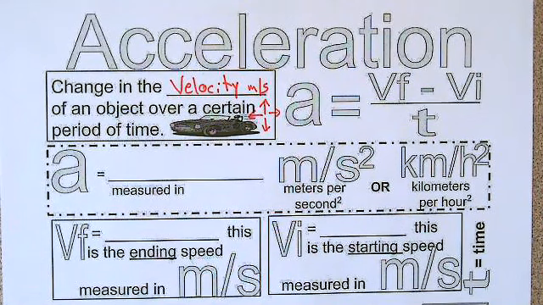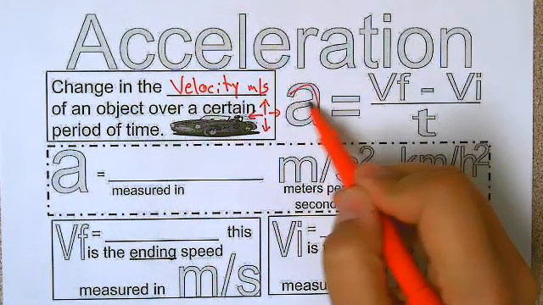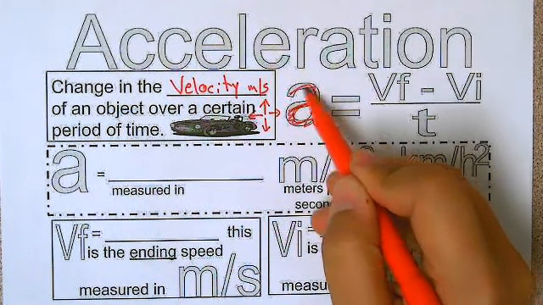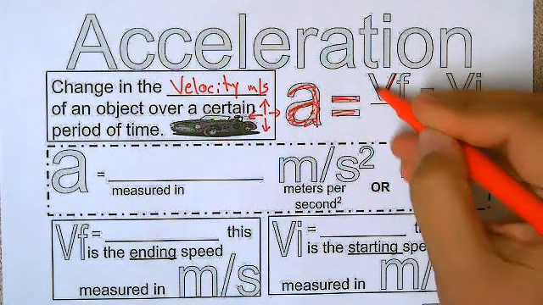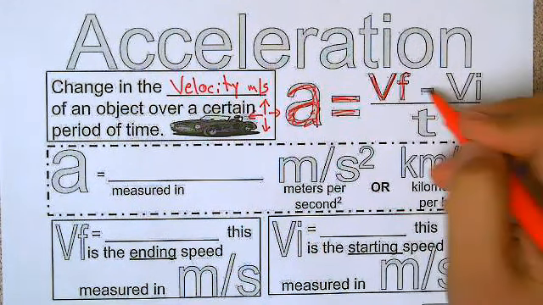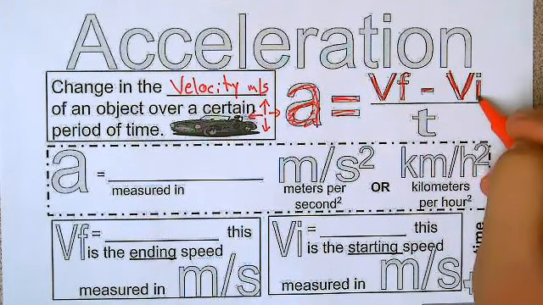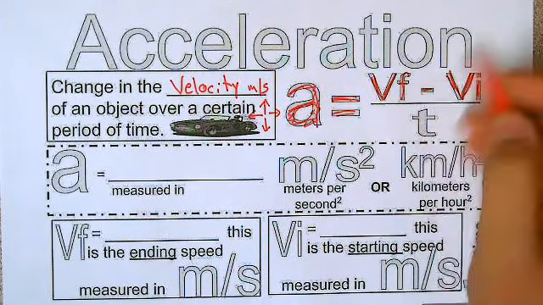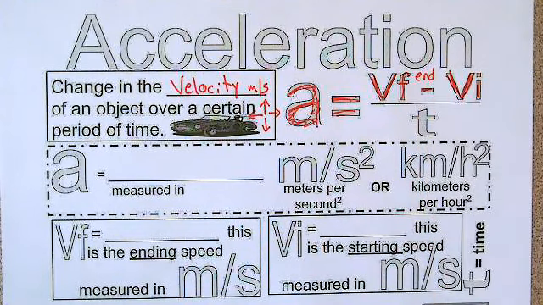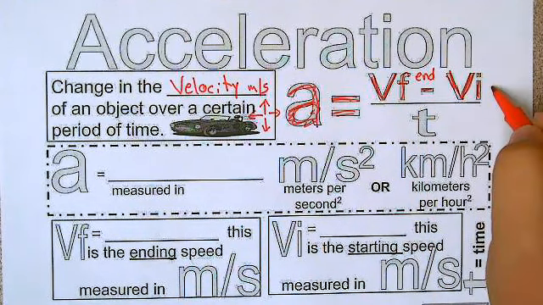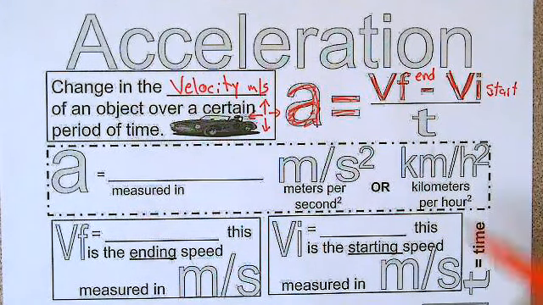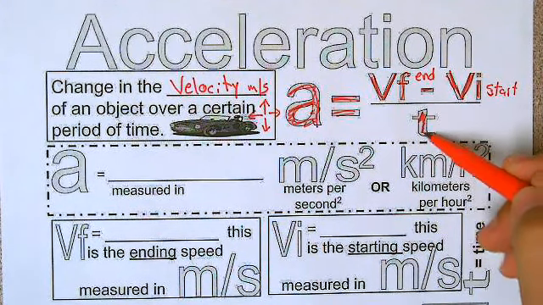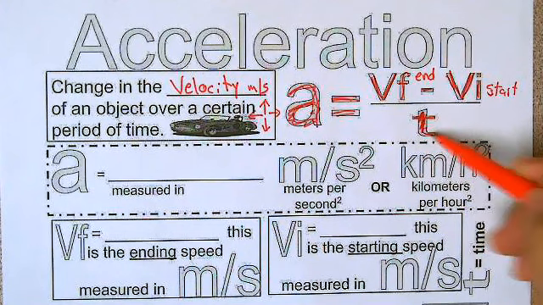Okay, so then we have the acceleration formula. So remember that A stands for acceleration. Acceleration equals the final velocity, VF, minus the initial velocity. Okay, so remember that the final velocity is the end, how fast it's going at the end, and the initial velocity is how fast it's going at the start. Okay, and then of course we have the time, t, that we are dividing by.